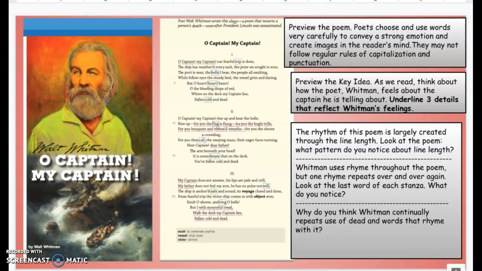Now, Whitman uses rhyme throughout the poem, but one rhyme repeats over and over again. I want you to look at the last word of each stanza. What do you notice? Did you see that all end with "dead"? So why do you think Whitman continually repeats the use of "dead" and words that rhyme with it? Maybe he's expressing grief and shock at the death. He wants readers to pay attention to this.